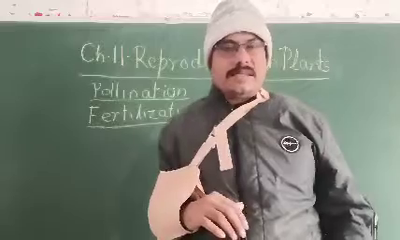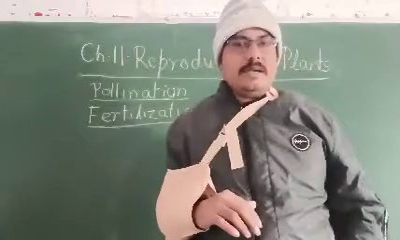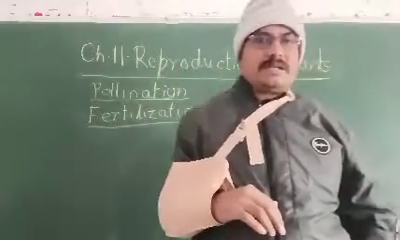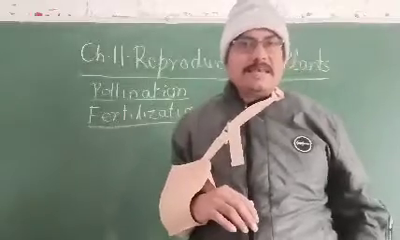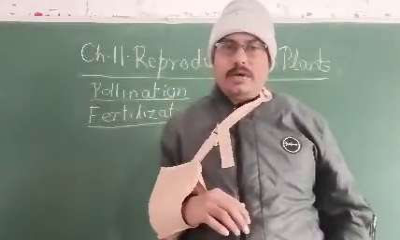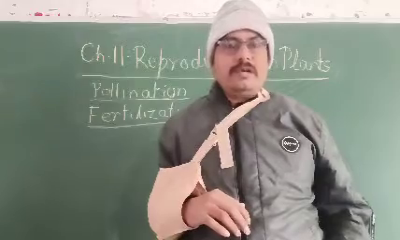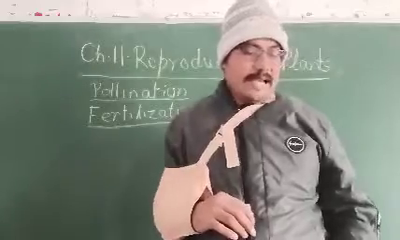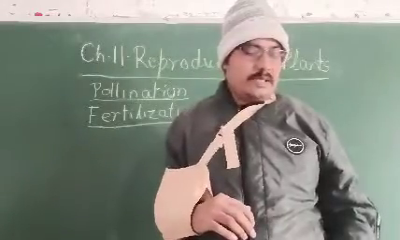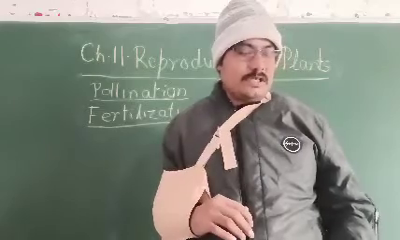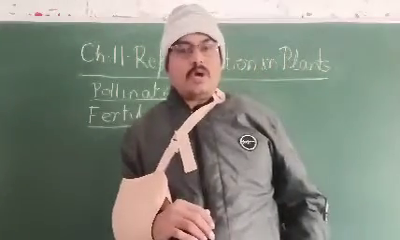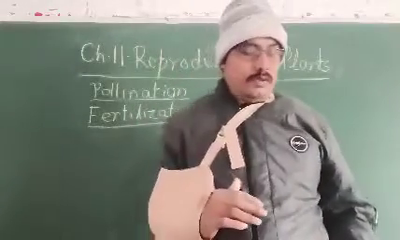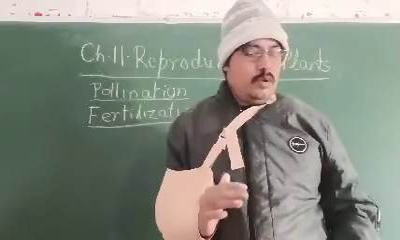When this egg cell, that is the ova, present inside the ovule, the ova in plural ovum, gets attached with the pollen grain, they become fertilized, and there starts the formation of zygote. The zygote develops into an embryo. The embryo is that part of a seed which develops into a new plant, and this embryo further develops into a new plant.